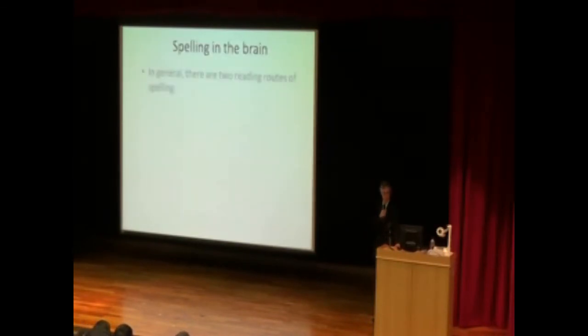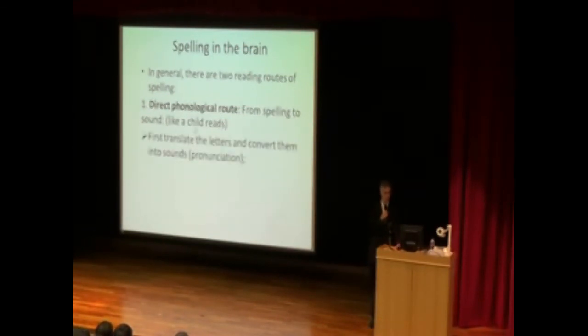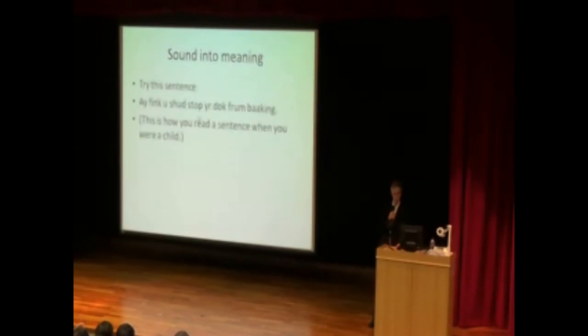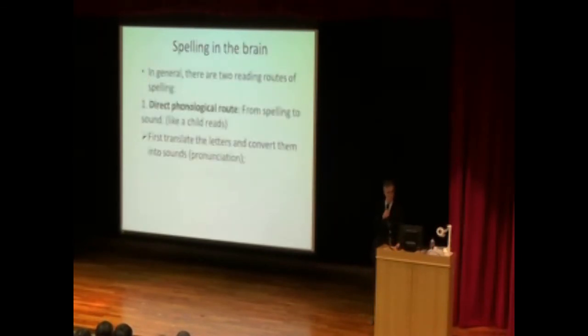Okay, spelling in the brain. In general, there are two reading routes of spelling. A direct phonological route from spelling to sound, like a child reads, just what you did. That's the direct phonological route. First, translate the letters and convert them into sounds, pronunciation. Access the meaning of the sound. That's exactly what you did here. You sounded it out and tried to bring meaning. And I'm sure most of you found some meaning from this sentence.